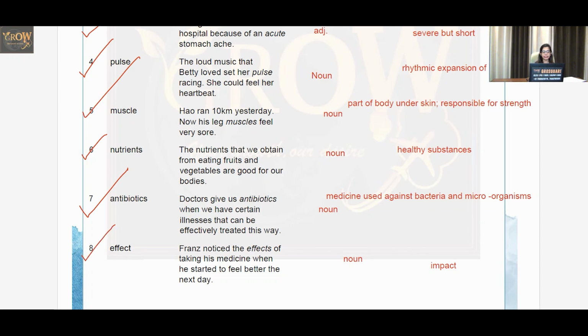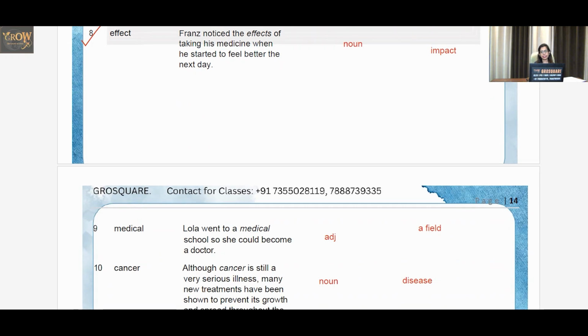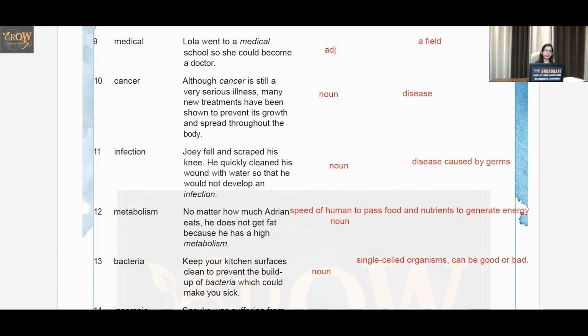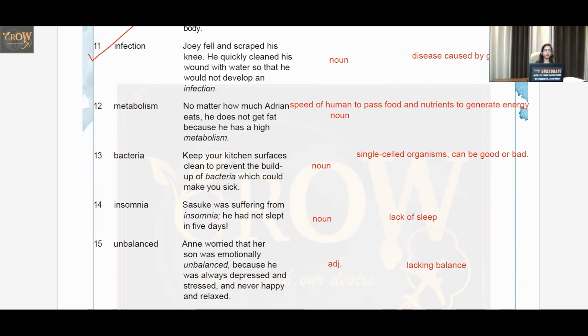Next one is effect. Effect means impact. Let's move ahead. Ninth one is medical. Medical means a field, we can call that the medical stream, right? 10th is cancer, that is a disease, a very dangerous disease, right? 11th is infection, which is basically a disease caused by germs. Next, 12th one is metabolism. Metabolism is the speed of the human body to process food and nutrients to generate energy. Next is bacteria. Bacteria are single-celled organisms and these can be good or bad.